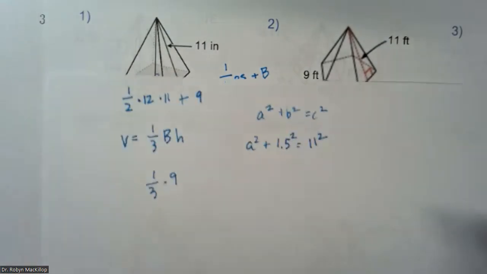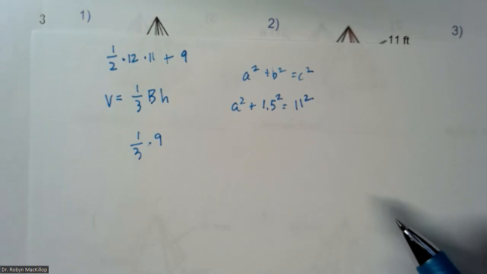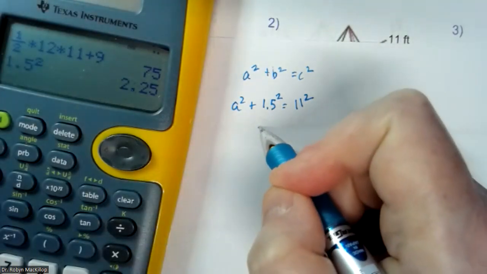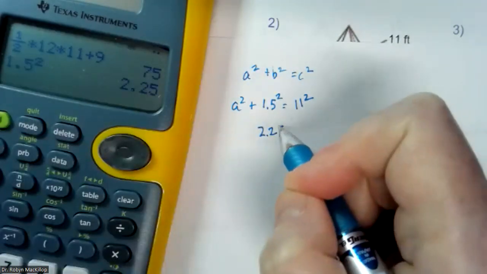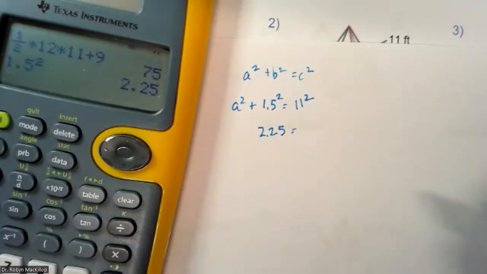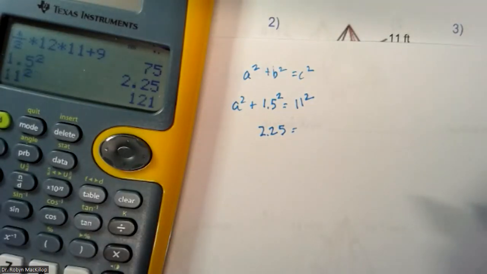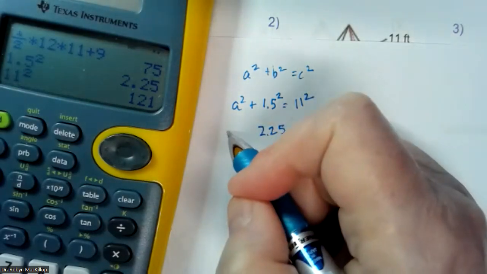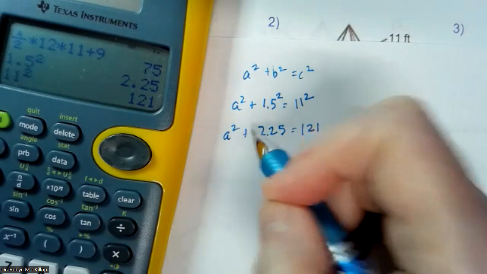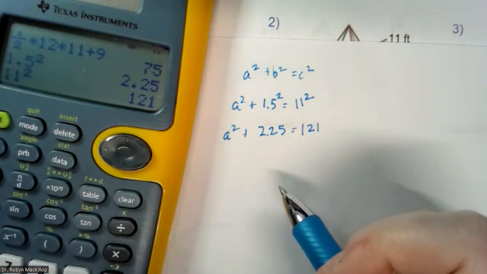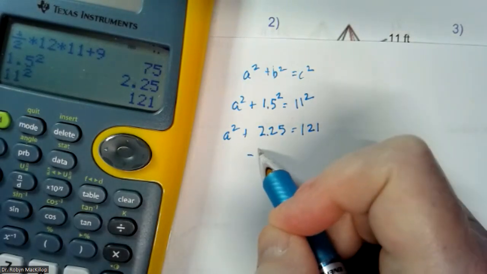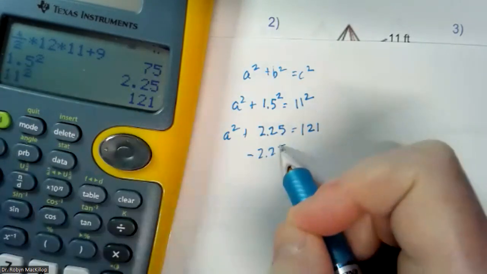All right. So this goes back to algebraic equations. First, I'm going to figure out the square numbers. 1.5 squared is 2.25. And 11 squared, I think, is 132. Oh, 121. Yeah. Brilliant. And then a squared. That's what we're looking for. All right. So back to algebraic equations. We got to get rid of this 2.25. So we're going to take it away. That means we're going to take it away from this side.